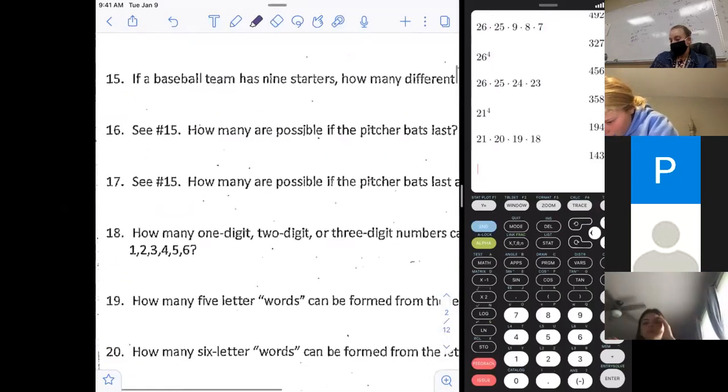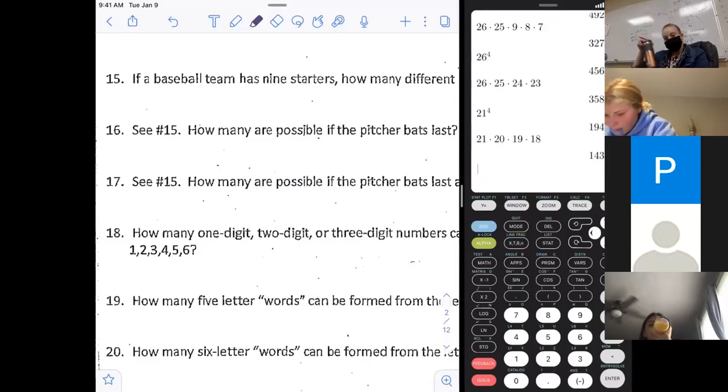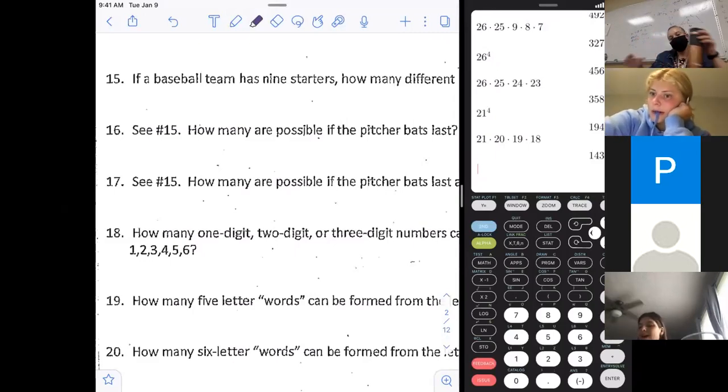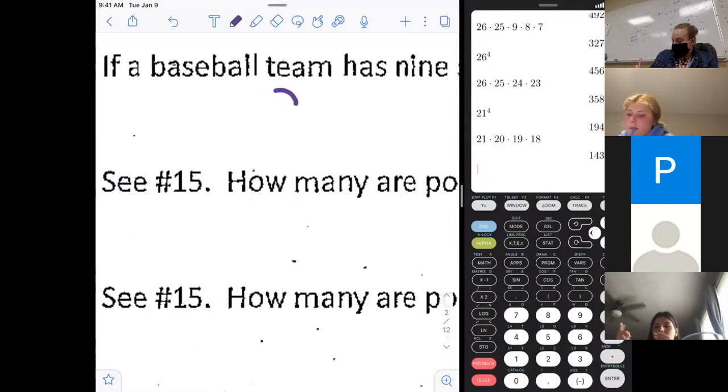Next page. If a baseball team has 9 starters, how many different lineups can we make? What am I going to do? Would you just do 9, 8, 7, or what's the word, factorial? Very good, Brooke. 9 factorial. I'm going to do 9 times 8 times 7 times 6 times 5 times 4 times 3 times 2 times 1. That was exhausting. So instead, we just say 9 factorial. There's no other restrictions. We just have 9 people. We want to put them in a line.